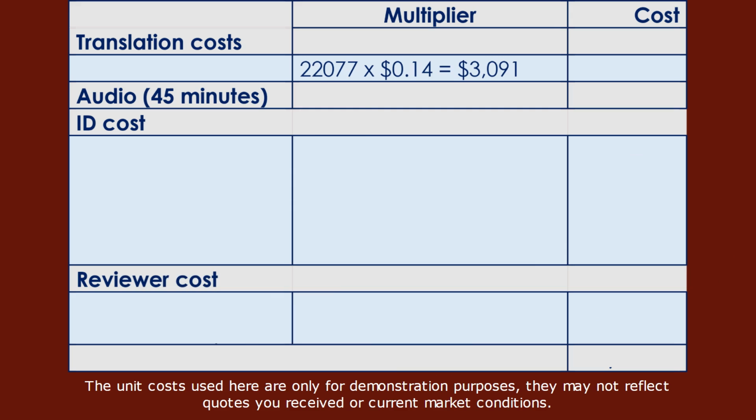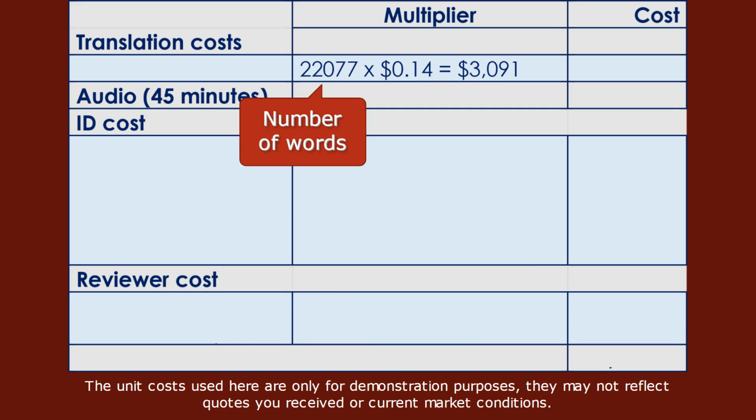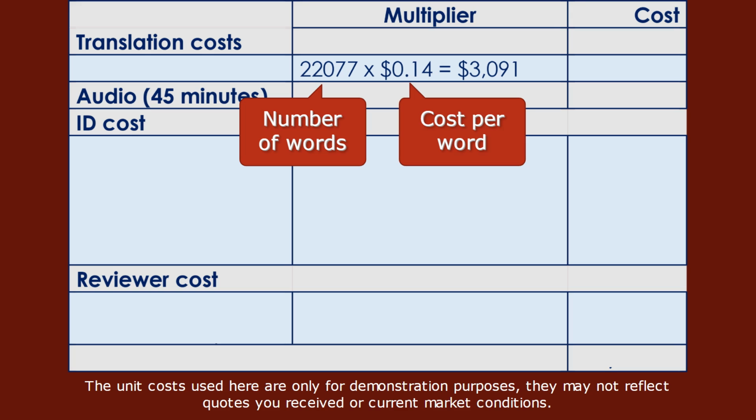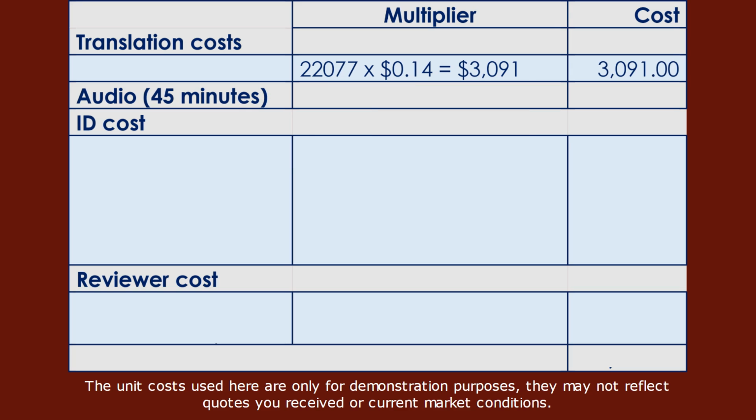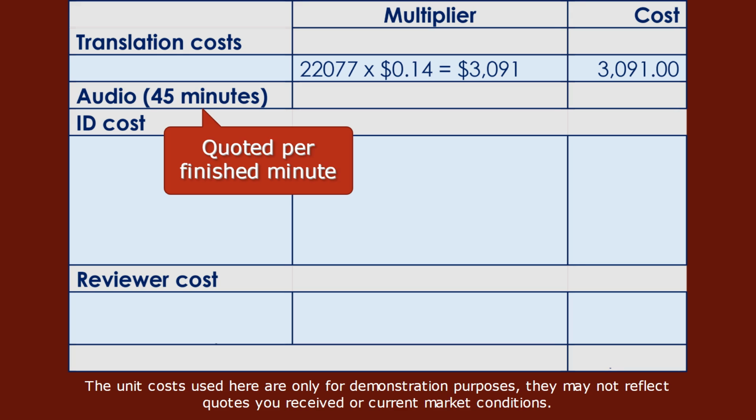This document has 22,077 words. This translator charges 14 cents per word for a total translation cost of $3,091. This course has voiceover narration that must be recorded. Usually audio is quoted by finished minute. For this example, I used a total cost of $2,000 for 45 minutes of audio.